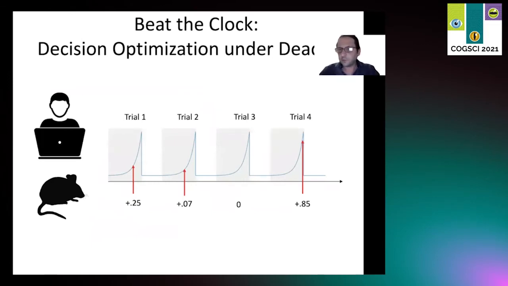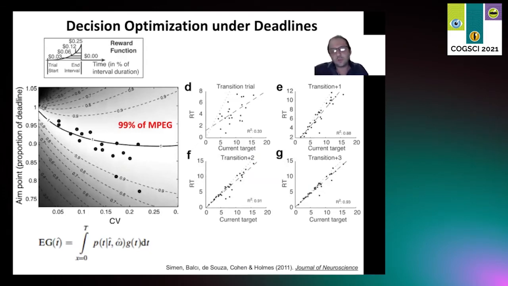Now, here's a little bit more complex task. Here, we ask participants to respond as close as possible to a target interval, but not too late. So, in order to incentivize it, the amount of reward that can be earned increases exponentially as a function of time up to the target interval, but it goes to zero after that. So we call this the beat the clock task. We tested humans in this task.